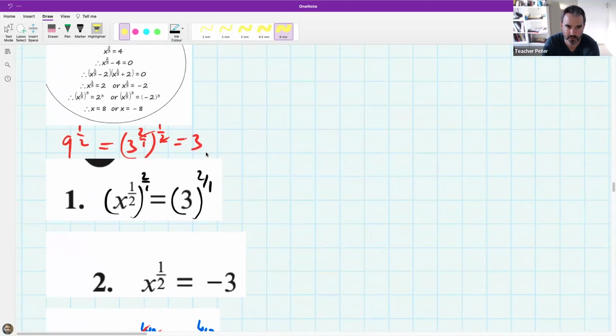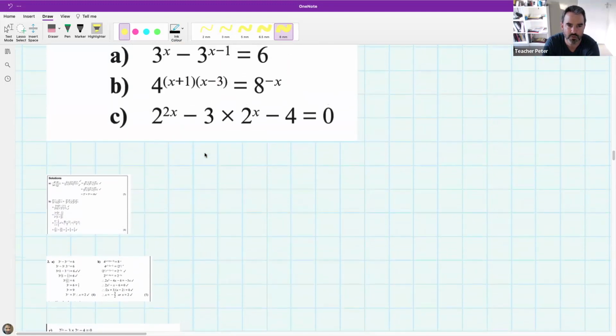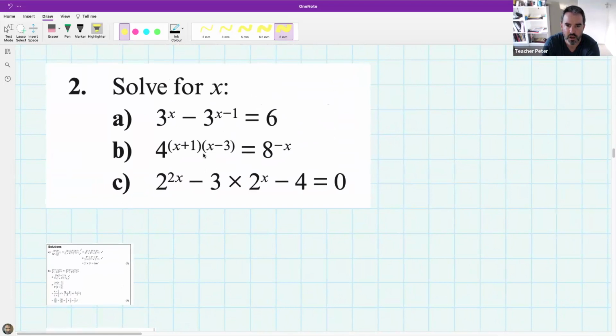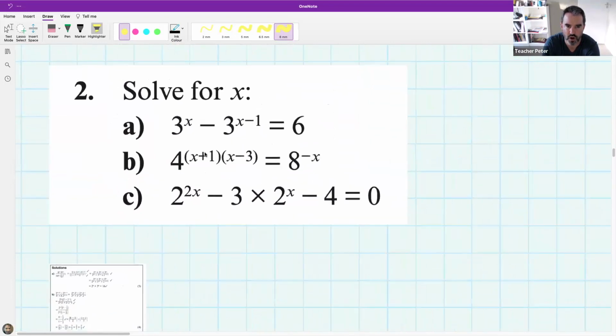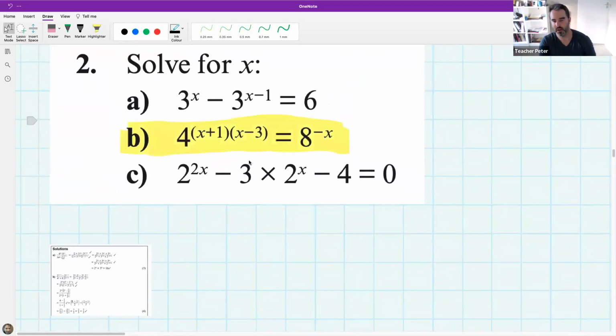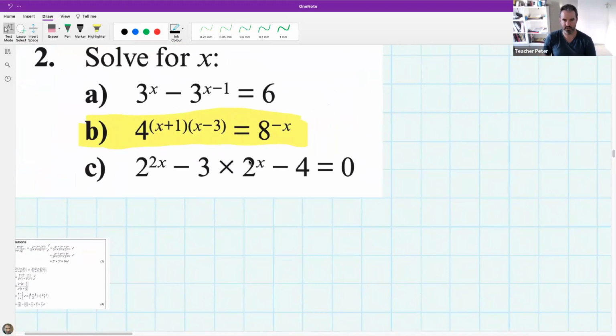Actually, you know what? Let's go back to this one. Let's go back to this question over here. I want to try and do this one. So let's try and do 2b. Now I'm jumping around a bit, but I just want to see if you can handle a question like 2b.